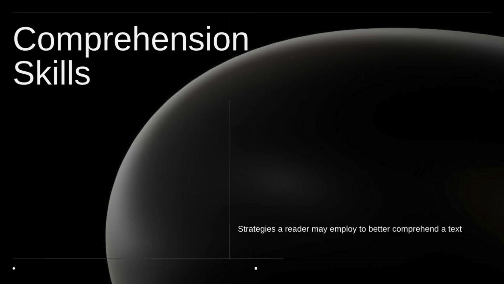Now this brings me to the final part and the final area of reading instruction, which is comprehension skills. These are strategies that a reader may employ to better comprehend a text. Because vocabulary is directly connected to comprehension, knowing the words is just the start. Comprehension is the ultimate goal.